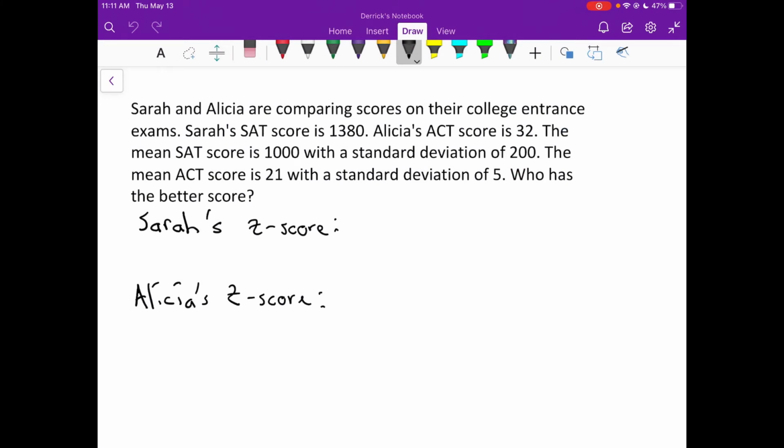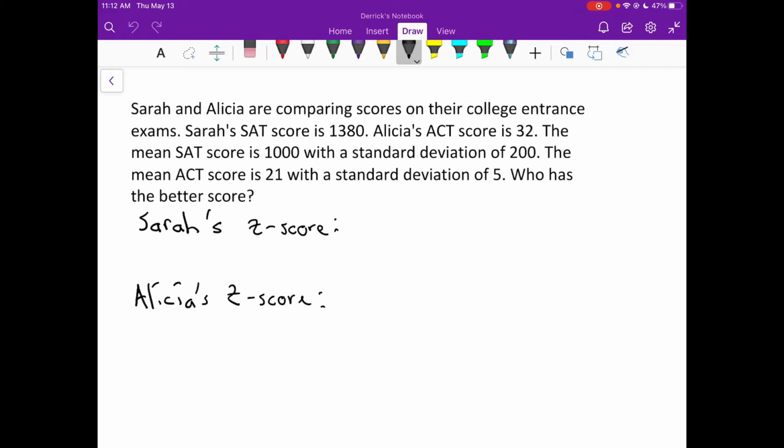Consider this example. Sarah and Alicia are comparing scores on their college entrance exams, meaning the SAT and the ACT. Sarah's SAT score is 1380. Alicia's ACT score is 32. The mean score for the SAT that year, at least, is 1,000, with a standard deviation of 200. And then we are also told that the mean score for the ACT is 21, with a standard deviation of 5. And it wants us to decide who actually scored better comparatively.